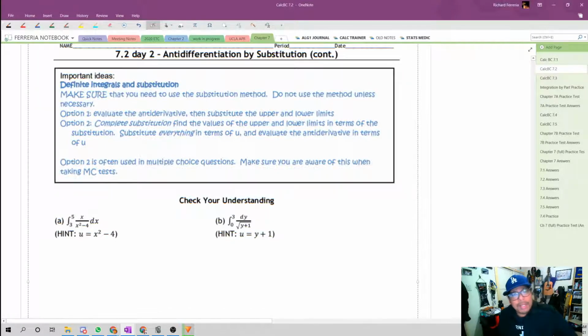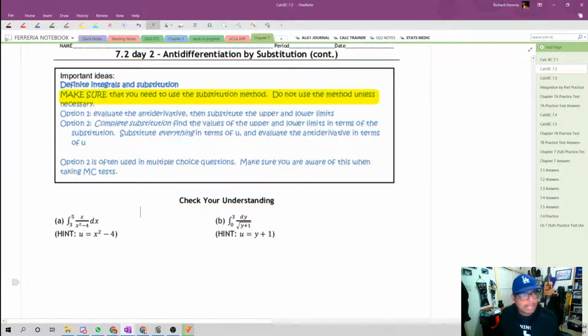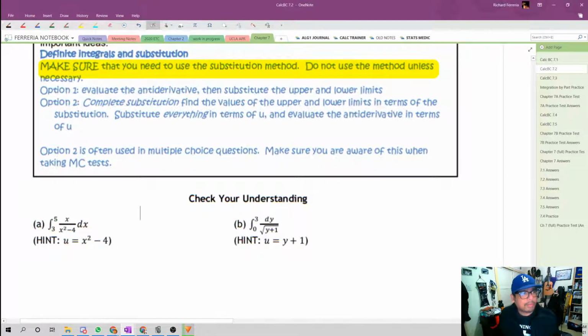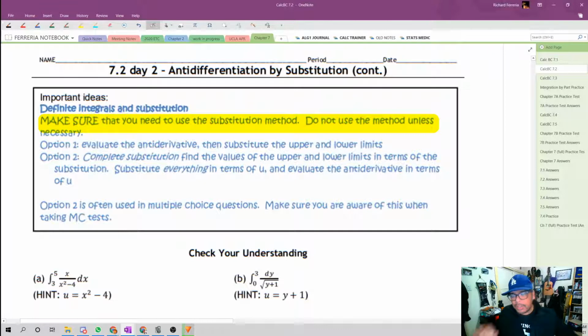I have a feeling that these check your understandings are going to be a little bit more difficult, so we might spend our time here. A few thoughts. Number one, when you're using the substitution method, you need to make sure that you actually need to use a substitution method. Not every integral requires it. In fact, we spent a long time doing integrals without even the knowledge of basic integrals. So don't feel like you have to use the substitution method for every integral.